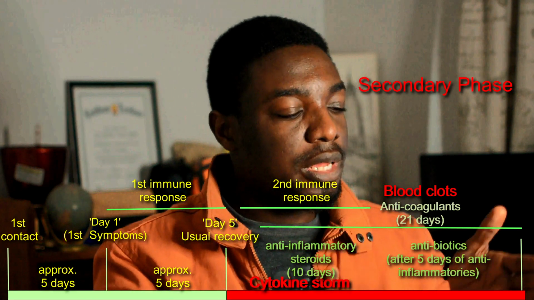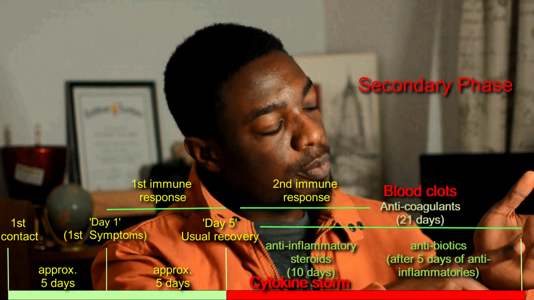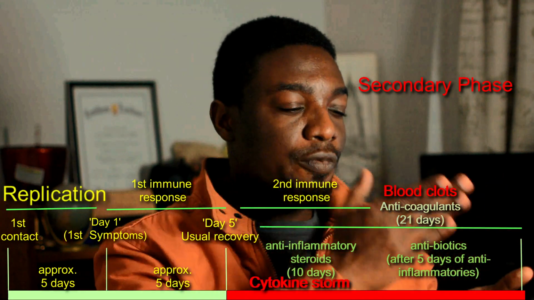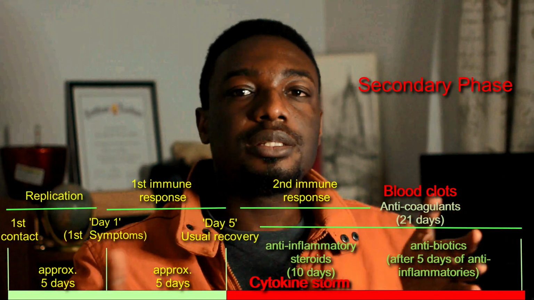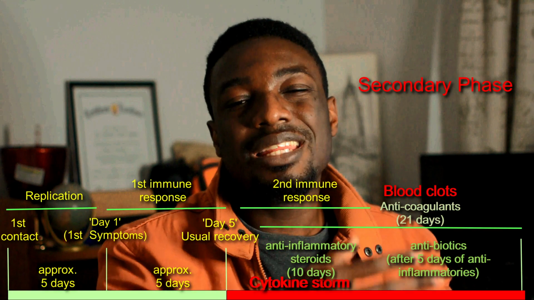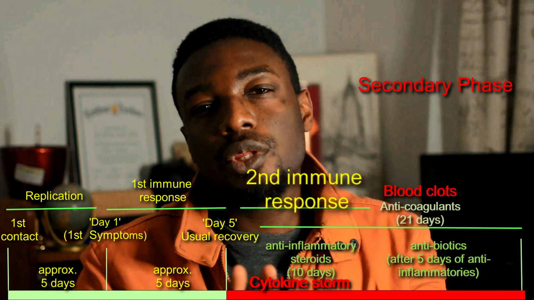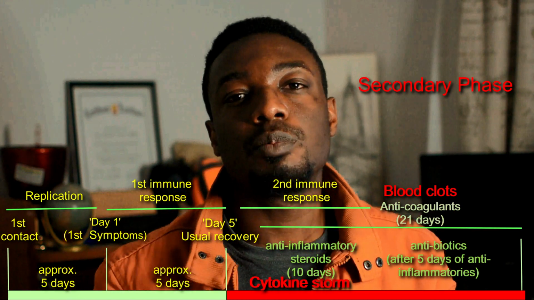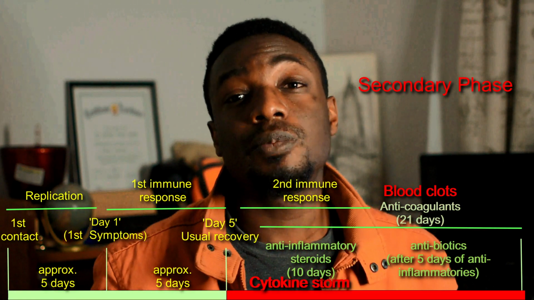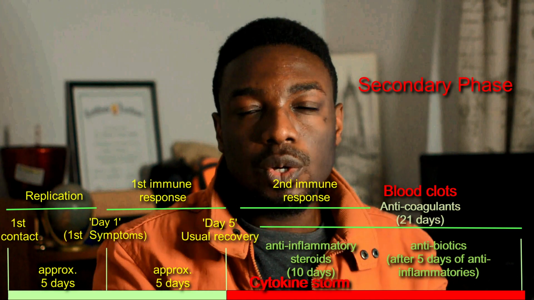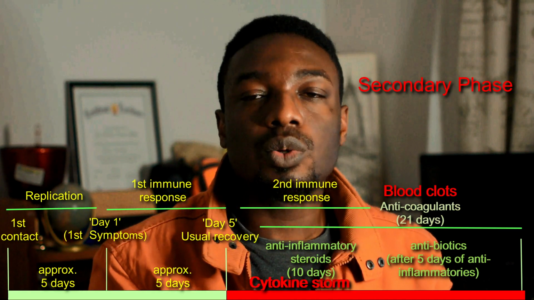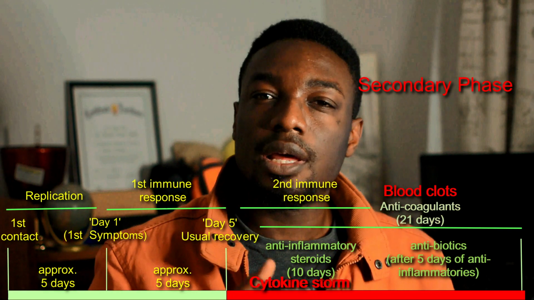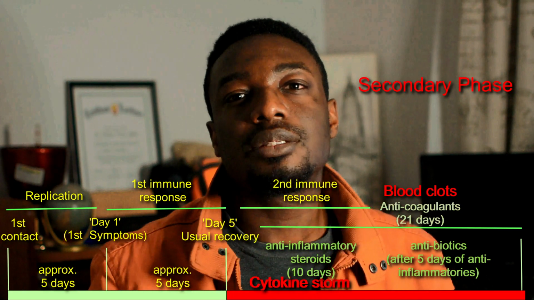And so we know that a person's initial contact to the first 5 days is the replication period. From 5 days to 10 days, it's usually the initial immune response. Beyond 10 days is the secondary phase, if the symptoms get upregulated or if the symptoms increase. Now you know that at this phase, the doctor will recommend 10 days of anti-inflammatories, and then also recommend anticoagulants.